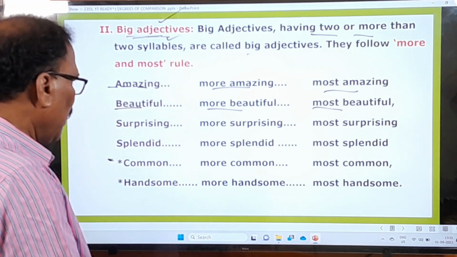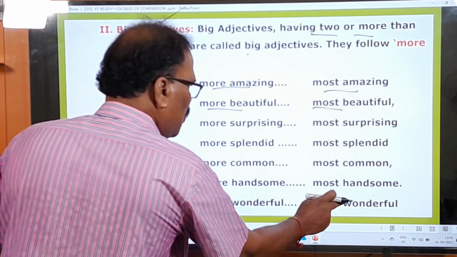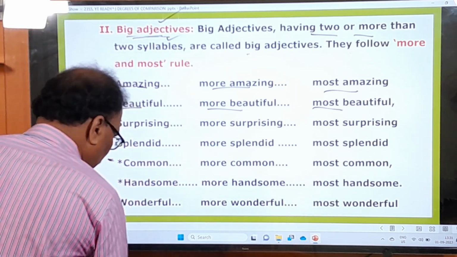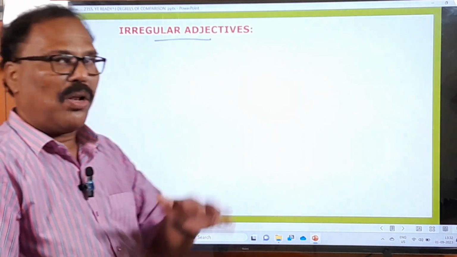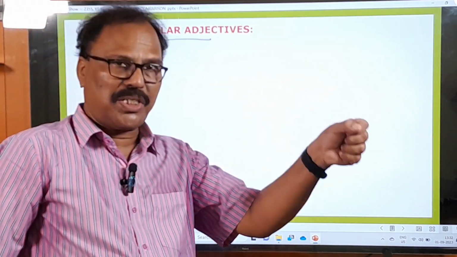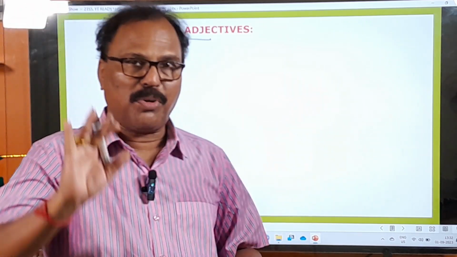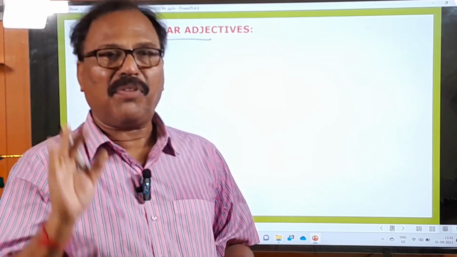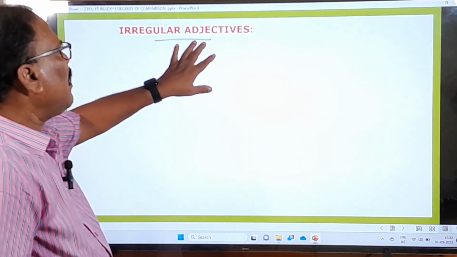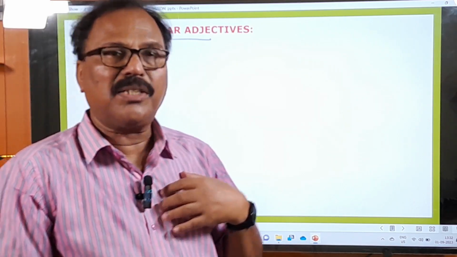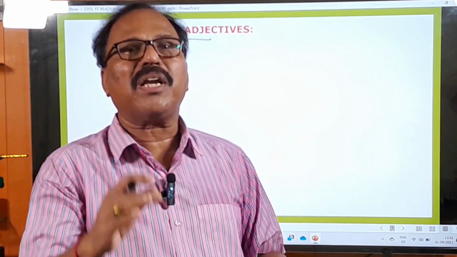Now let's go to the next word. Wonderful, more wonderful, most wonderful. And now let's go to the next slide. Irregular adjectives are there. I have taught you about the small adjectives that take the er and est rule. I have taught you about the big adjectives that follow the more and most rule. But here irregular adjectives are there. What are the irregular adjectives? The adjectives that don't follow either the er and est rule or the more and most rule.